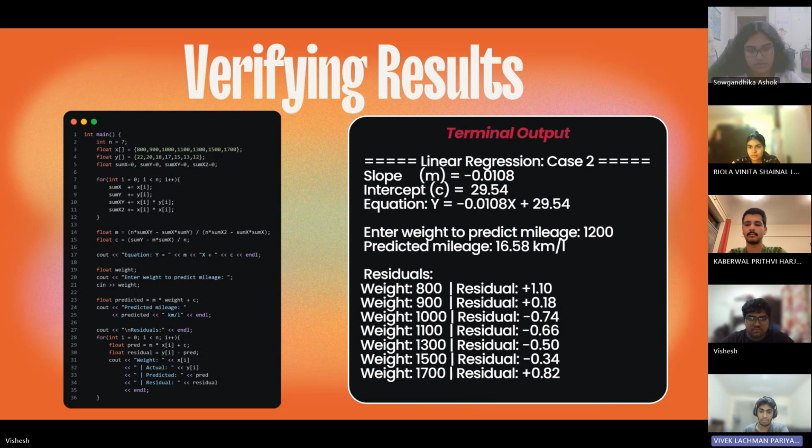But I want you to notice the bottom part of the code. This is where the actual calculation of the residual for every single point happens. If you look at the terminal output on the right, it perfectly matches our manual work. The slope is negative 0.0108, and the intercept is 29.54. And the guess for the 1200 kilo car is exactly 16.58. Below that, you can see the exact residual for all seven cars. Every single one of those numbers matches the dots on the residual plot we just looked at.